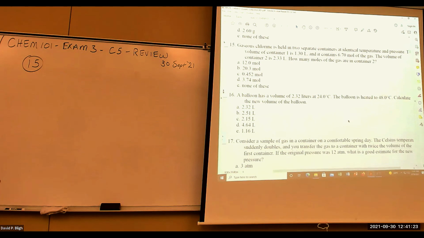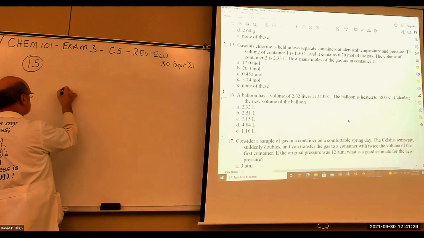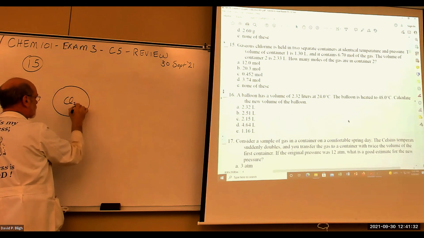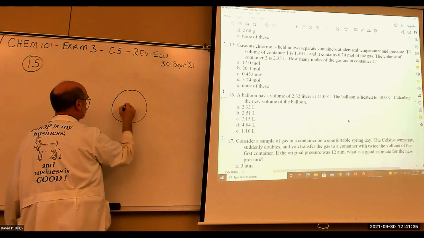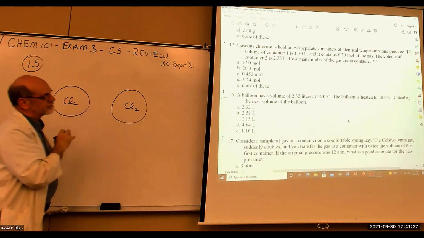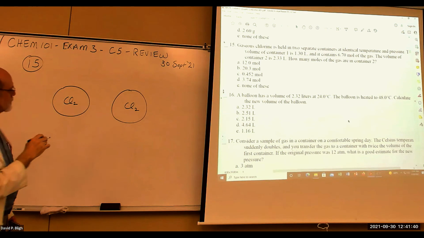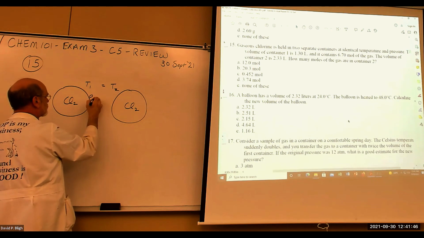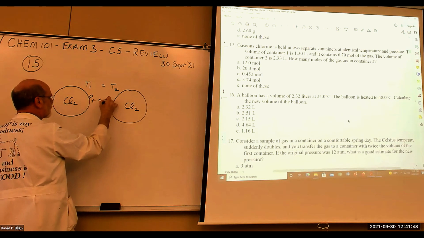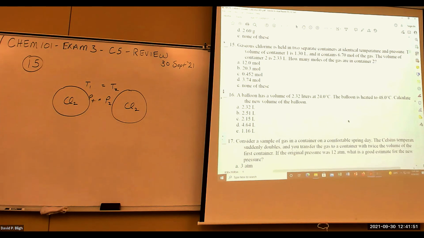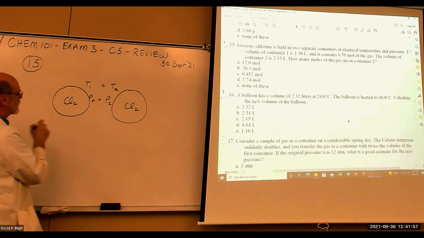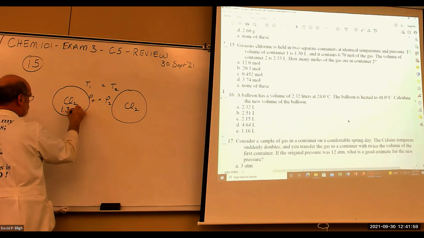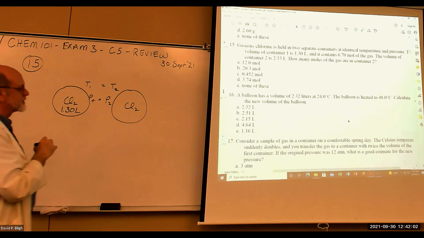Gaseous chlorine is held in 2 separate containers at identical temperature and pressure. So the temperature of this one is equal to the temperature of that one. Pressure of this one is equal to the pressure of that one. The volume of container 1 is 1.30 liters. So this is 1.30 liters. And this one is 6.7.